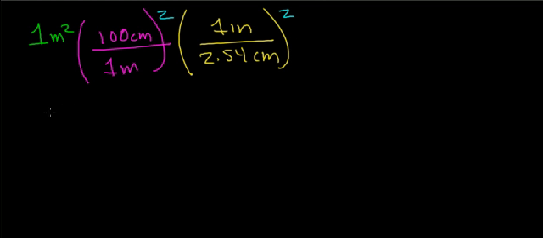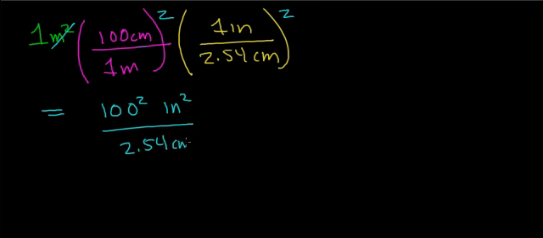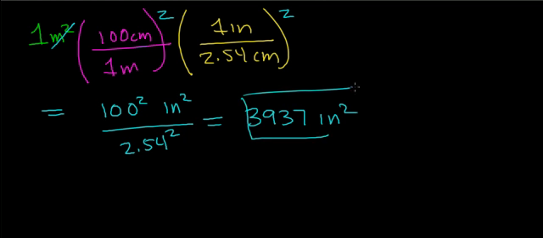Now when I actually do this out, I'm going to get 100 squared. This unit of meter squared will cancel out with this unit of meter squared, and then I'll be left with just a centimeter squared. So I'm going to cancel this out with this unit of centimeter squared, and I'll be left with units of inches squared divided by 2.54 squared, no cm on the bottom. When I do that out, it will work out to be 3,937 inches squared. And that's how you do this problem a little bit more quickly.